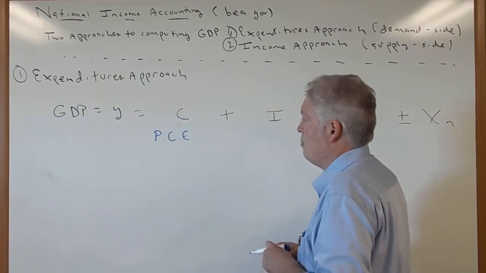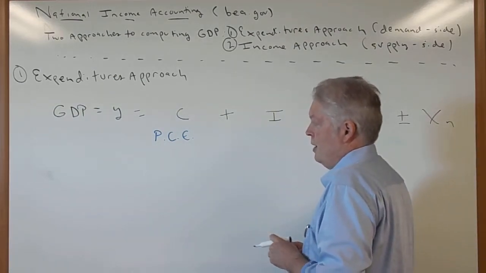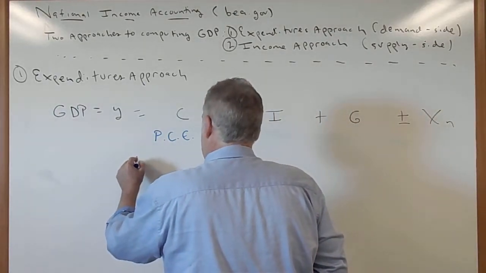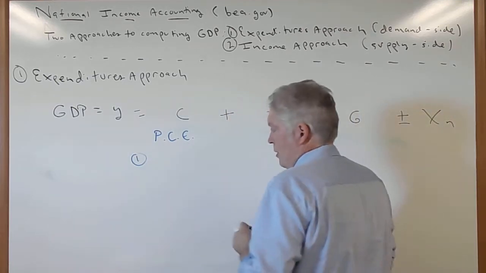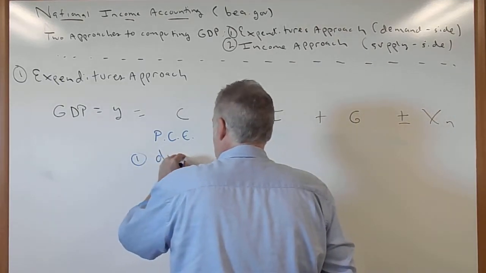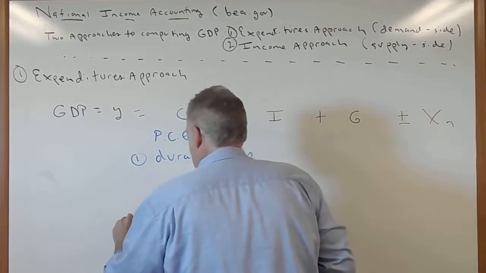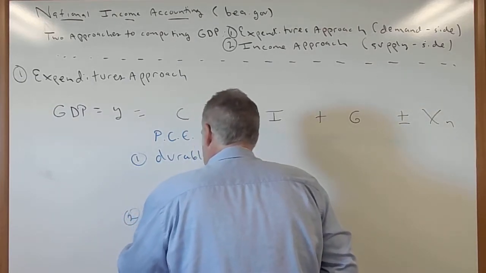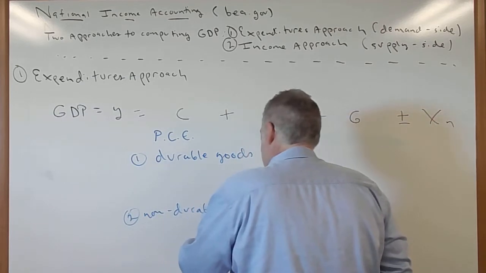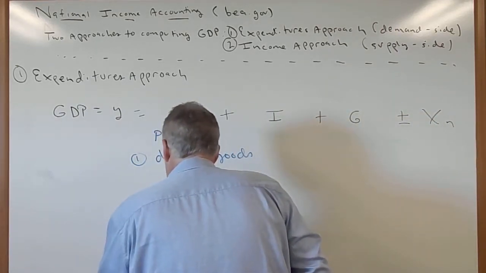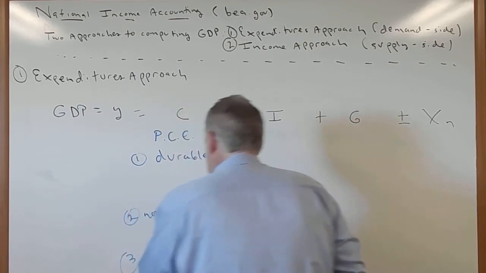So what about personal consumption expenditures, and what exactly are we talking about here? We're talking about really three categories of outputs, or demand for goods. And the first of these is what we would call durable goods, and the second are non-durable goods, and I'll give you a definition of all of these in a second. And then the third category are services. So durable goods, non-durable goods, and services.